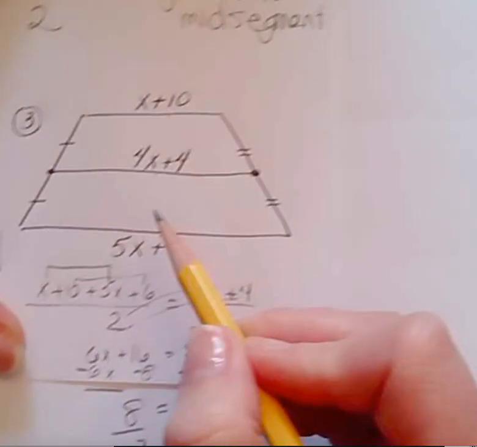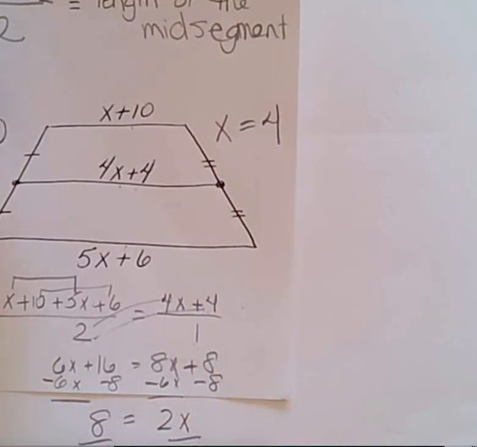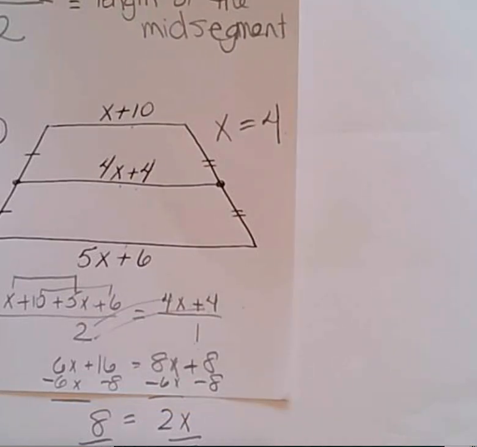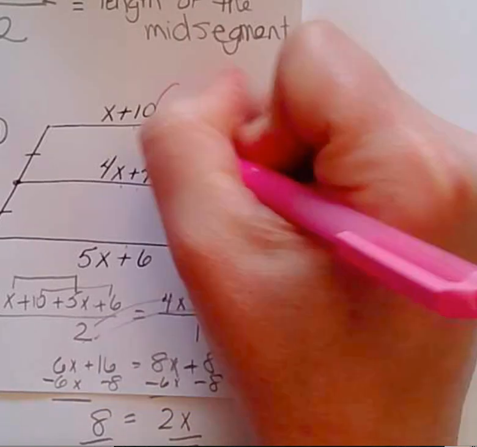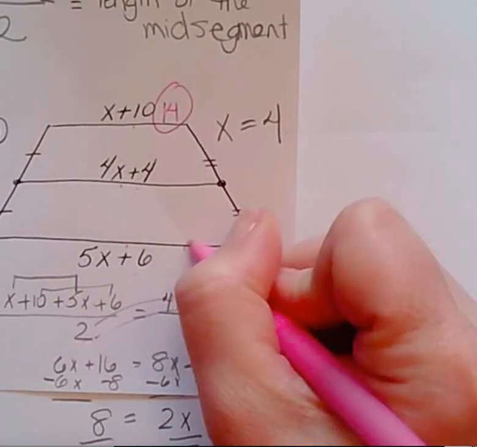Where can I put this? I'm going to do it over here. x equals 4. So if they're asking for x, that was the directions in the beginning of this section, now you have the answer. Sometimes they want you to take this number and plug it back in. Totally fine. You can do that if you want to. That would make this one up here 14. Plug 4 in here, and that's going to be 26.